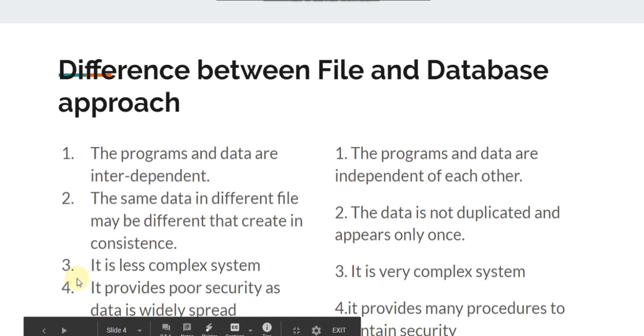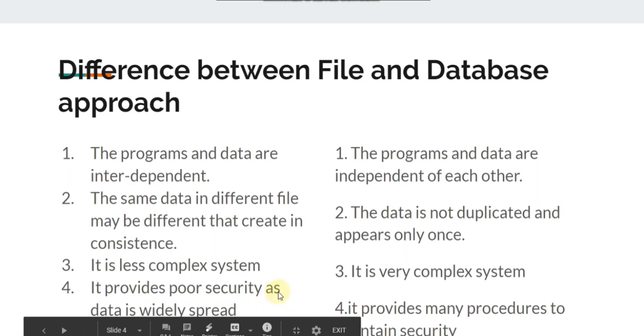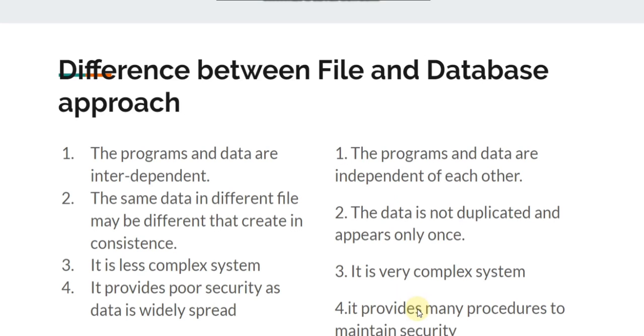The file approach is a less complex system because we have separate files, while a database is a very complex system because we have thousands of records in one table or in one place, so we have to manage them in a better way. The file management system provides poor security, and data is widely spread, because we have a separate file for each kind of operation we need. While the database approach provides many procedures to maintain security.